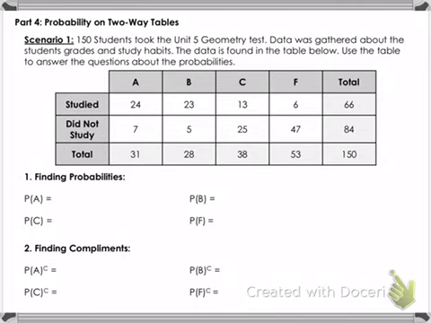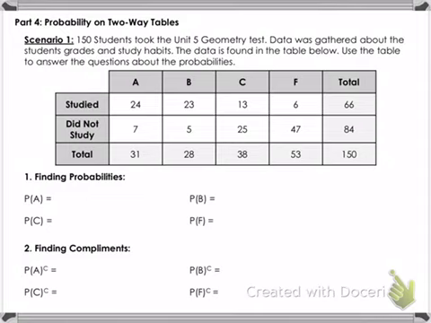All right, guys, let's talk about the very last section, part 4. Part 4 deals with everything kind of all at once, but on a two-way table. Two-way tables are really nice because Venn diagrams can only really show you a certain limited amount of things relating to each other, and two-way tables can tell you a lot more. So let's just start with finding simple probabilities of two-way tables.